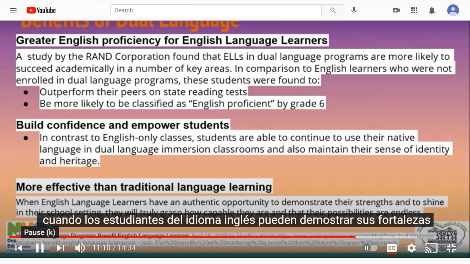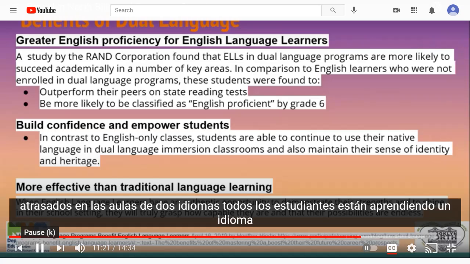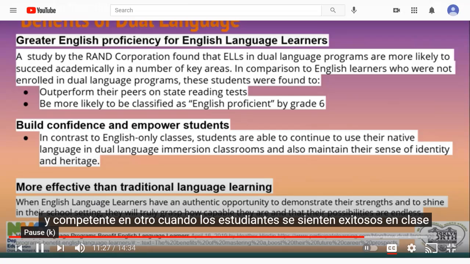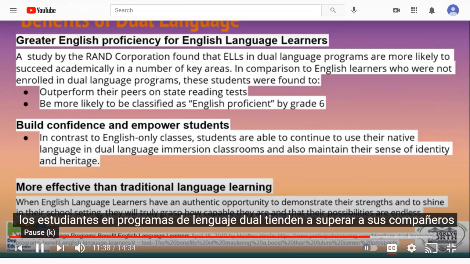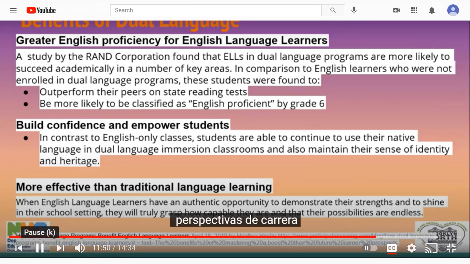When English language learners are able to demonstrate their strengths, they better understand how capable they are. In English-only classrooms, they are starting from behind. In dual language classrooms, all students are learning one language and proficient in another. When students feel successful in class, they are more motivated and engaged in academic tasks. Students in dual language programs tend to outperform their peers academically. They improve their communication skills in both languages and increase their future career prospects.